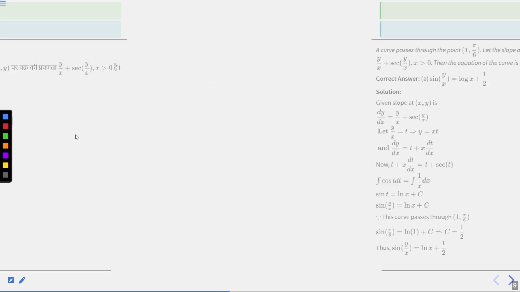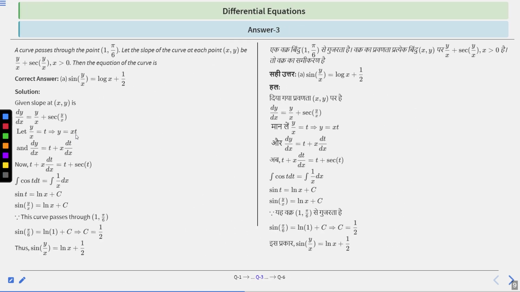Okay, let's move to the solution part. Given the slope at (x, y), dy/dx is equal to y/x + sec(y/x). Let y/x equal t, therefore y is equal to xt. Therefore dy/dx is equal to t + x dt/dx. Now let's put t + x dt/dx in place of dy/dx. Therefore, t + x dt/dx is equal to t + sec t.